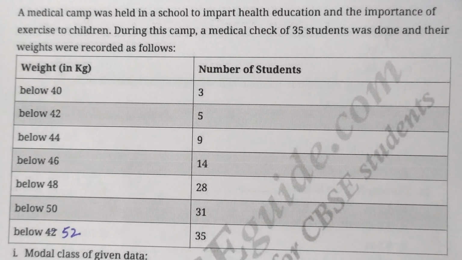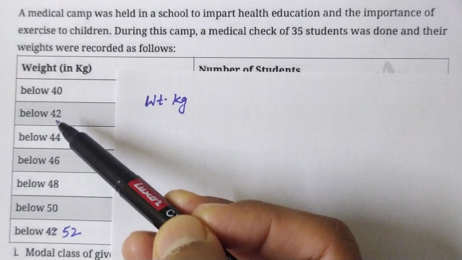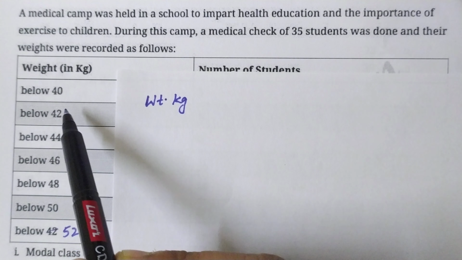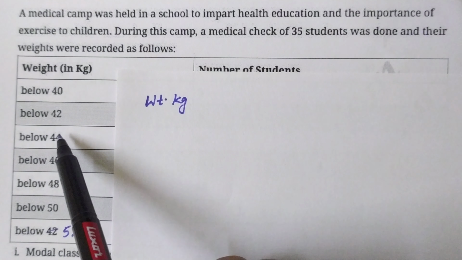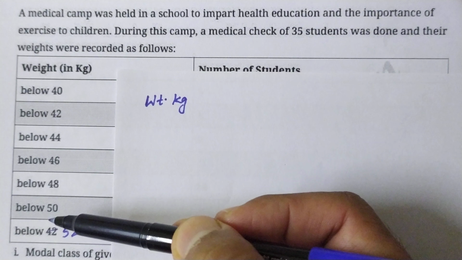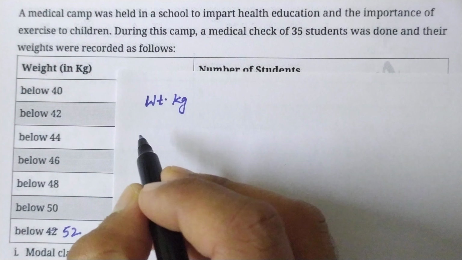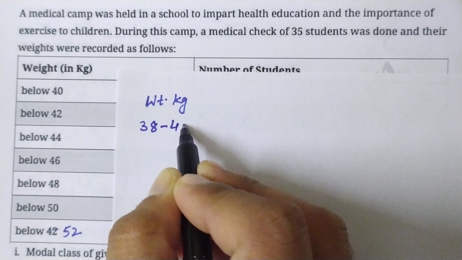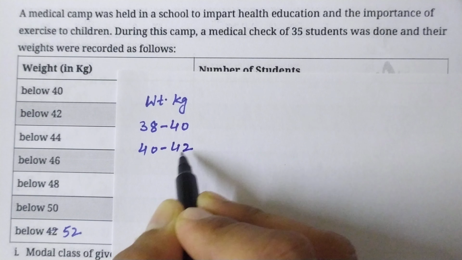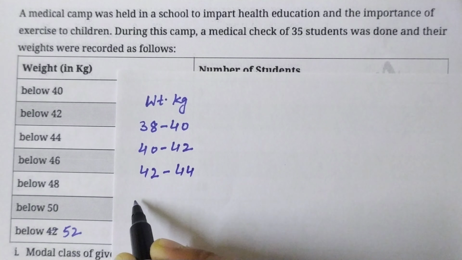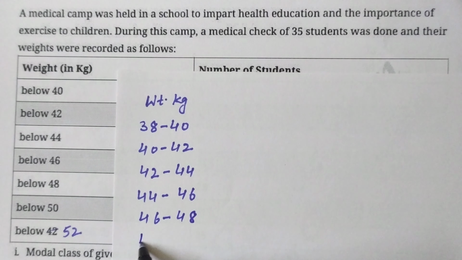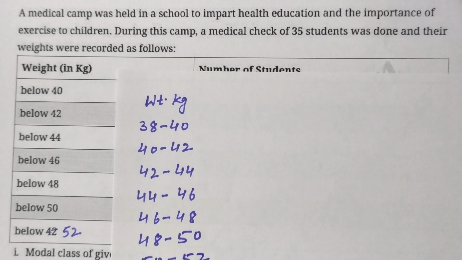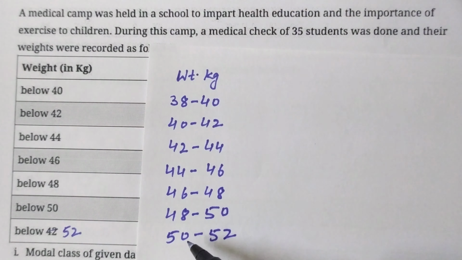So let's start. If you see here, there is the difference of 2. So first interval will become 38 to 40, then 40 to 42, then 42 to 44. This way we will change the intervals. So first interval will be 38 to 40, then 40 to 42, 42 to 44, 44 to 46, 46 to 48, 48 to 50, and then 50 to 52. This is the last class interval. So we have changed this into class intervals.